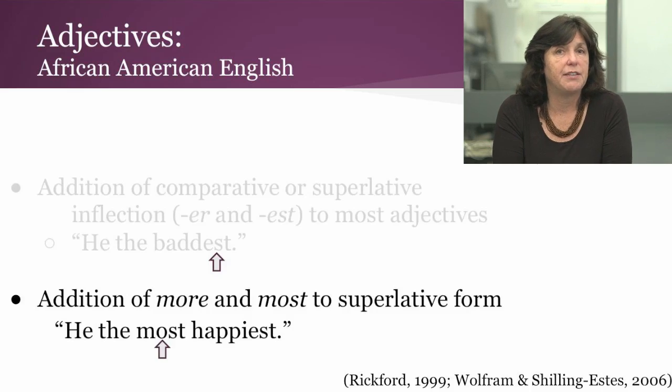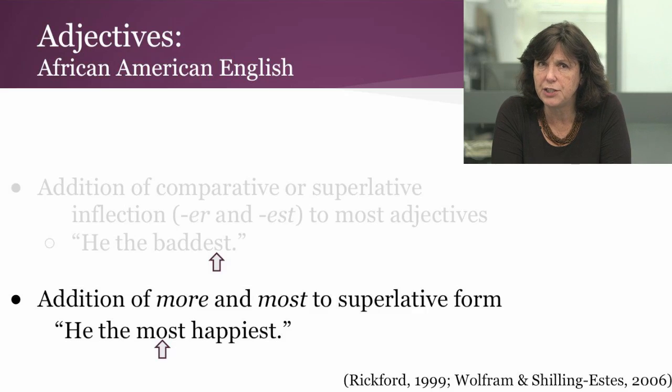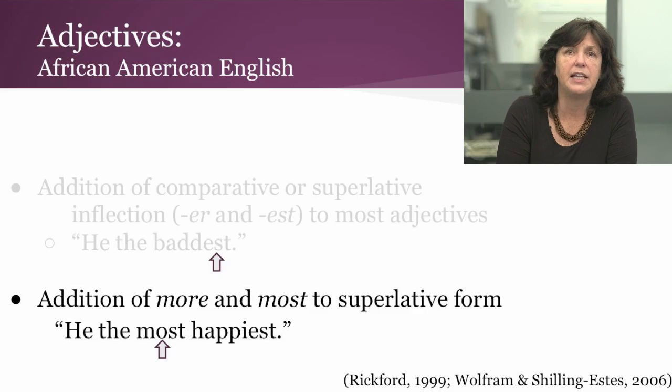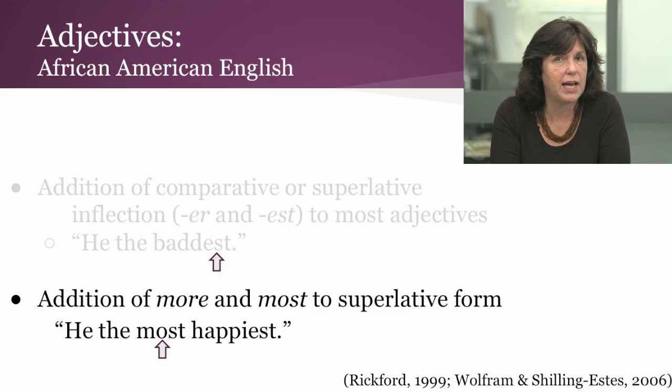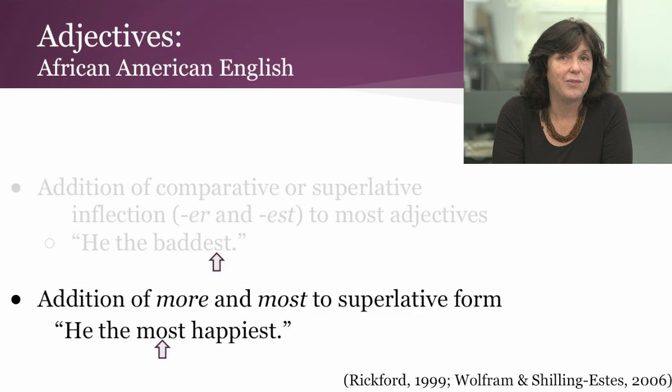You might also find addition of more or most to form the superlative. So, he the most happiest. Do you see another dialectal feature in these two examples? He the baddest and he the most happiest? That's right, we also have omission of the copula.